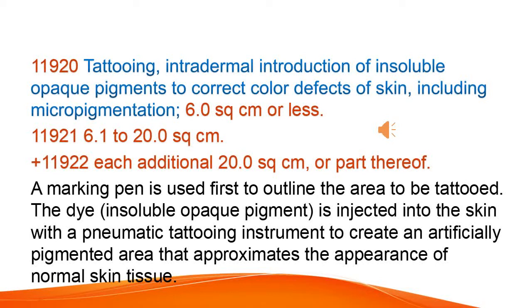A marking pen is used first to outline the area to be tattooed. The dye, insoluble opaque pigment, is injected into the skin with a pneumatic tattooing instrument to create an artificially pigmented area that approximates the appearance of normal skin tissue.